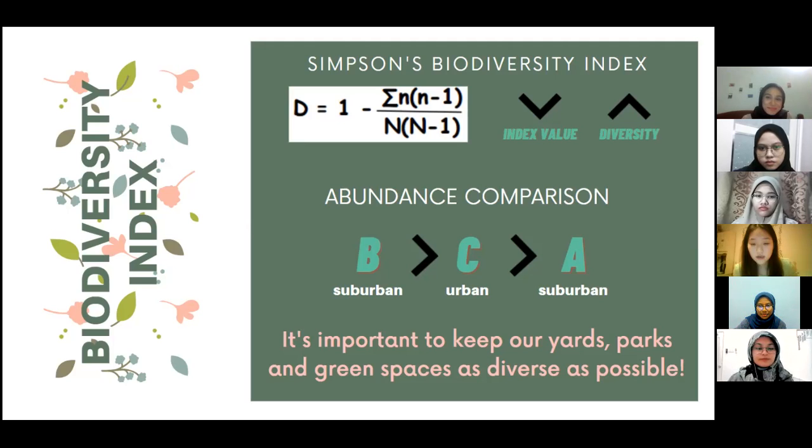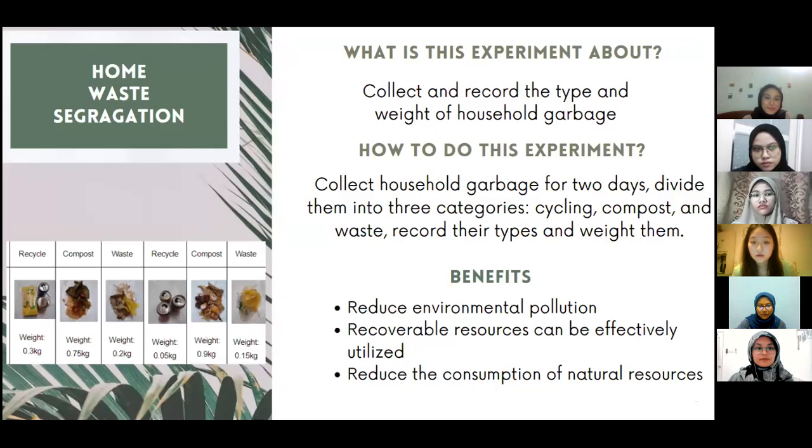The next experiment I want to talk about is home waste segregation. Domestic garbage is the disposed material produced by families. As for the data, we chose to do the experiment for 2 days. First, we divided the household garbage into 3 types: recycle, compost, and waste. Then, we weighed each can of garbage collected every day and recorded the data.